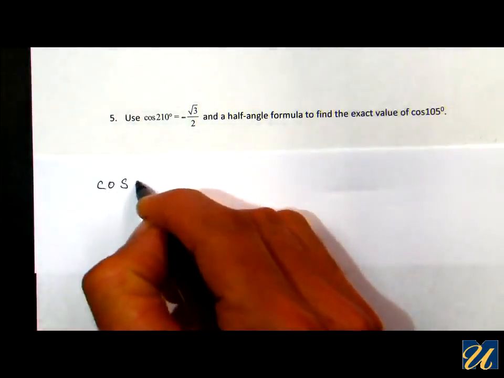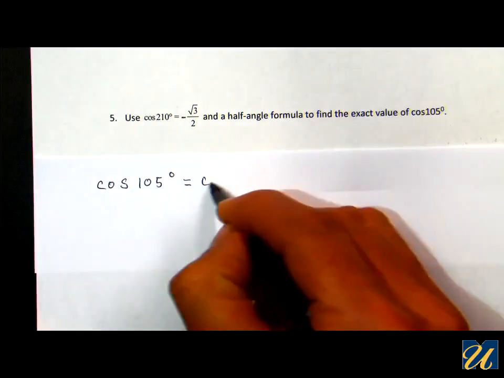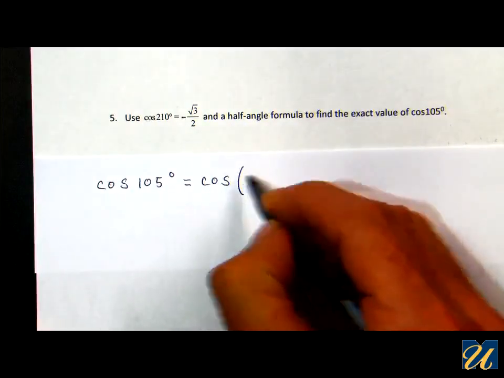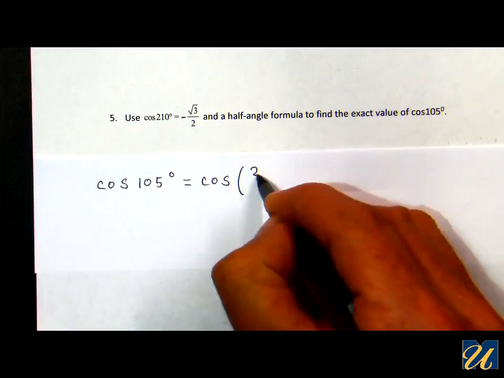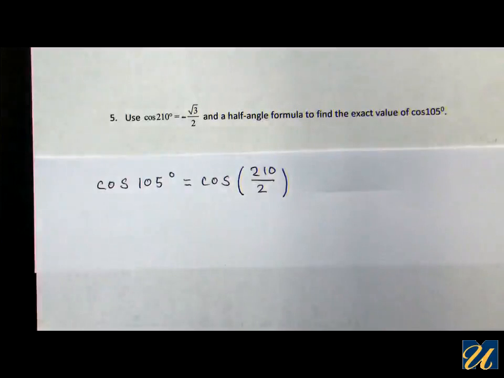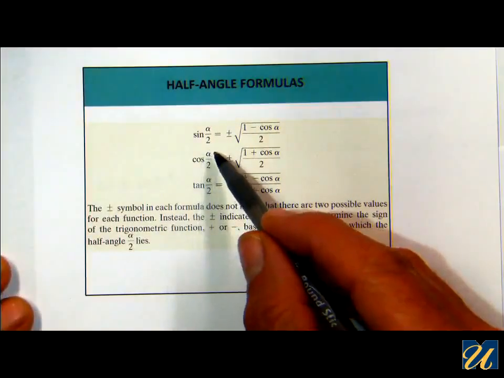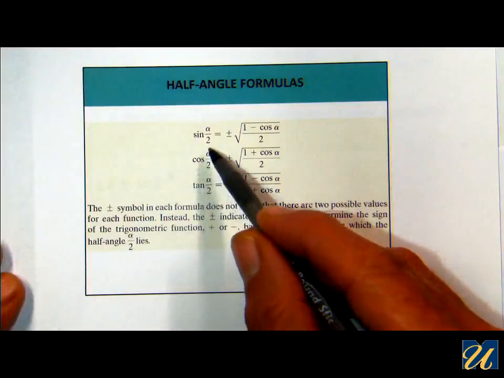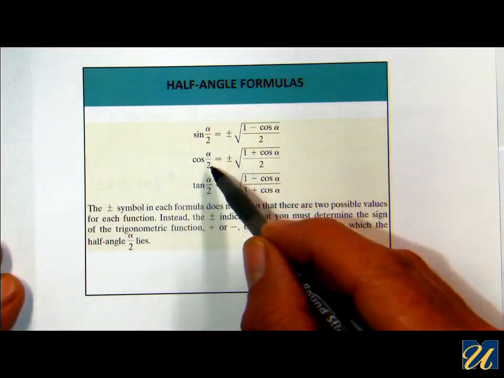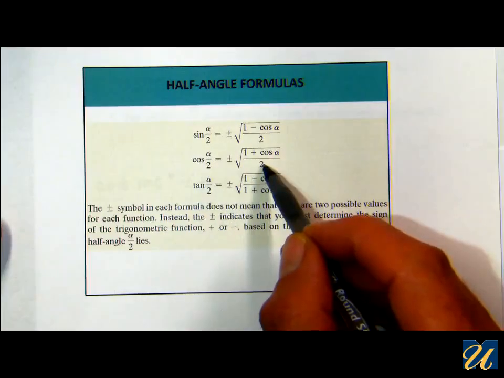Okay, cosine 105 degrees. So notice that 105 is 210/2. It's half of 210. So why is that important? Let's take a look at our formula here. We've got cosine of angle divided by 2. So we have 210 divided by 2. That gives us the 105. And that's represented by here.